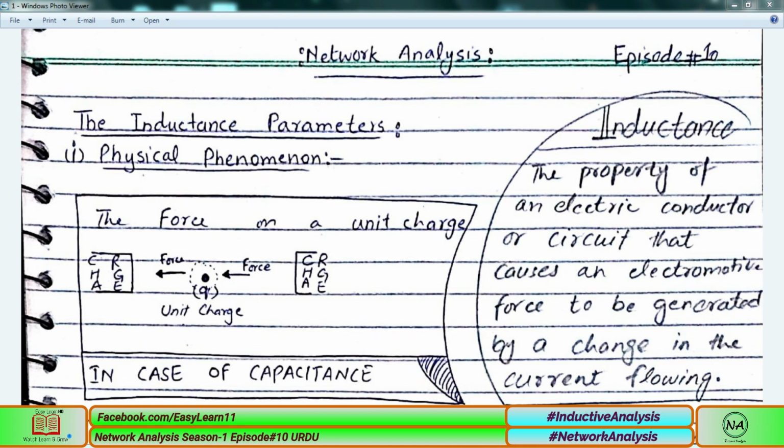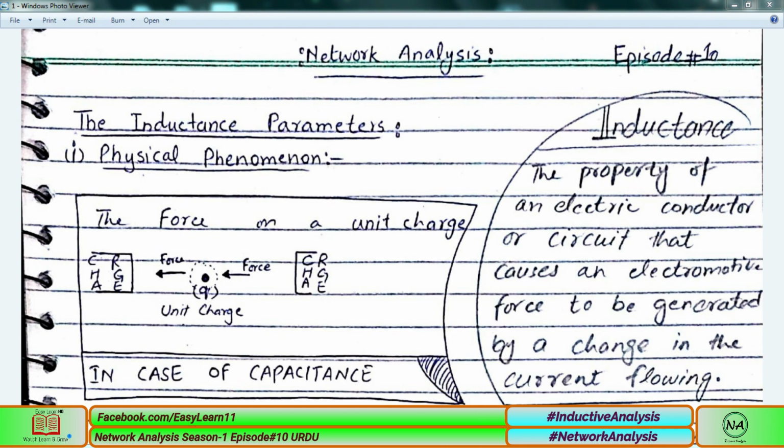Before proceeding, I just want to recap a little bit about the previous topic that we were discussing, the capacitance parameters, which was completed with the help of an example case in the last episode. So I think now it's time to start the inductance parameters.